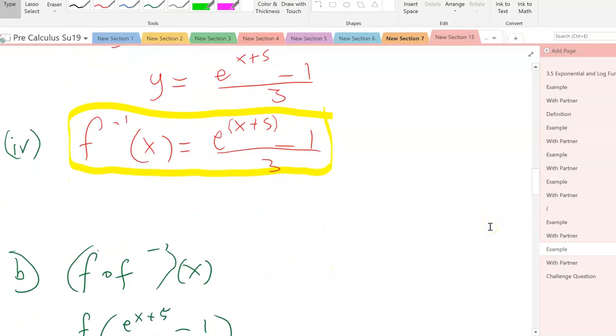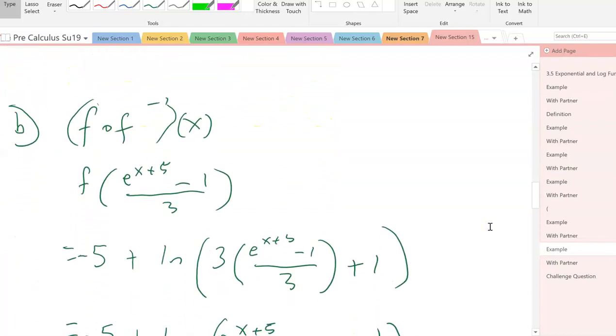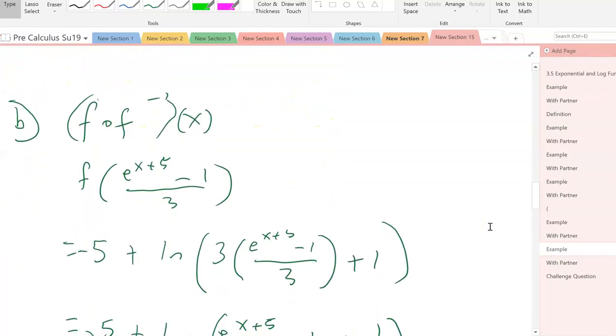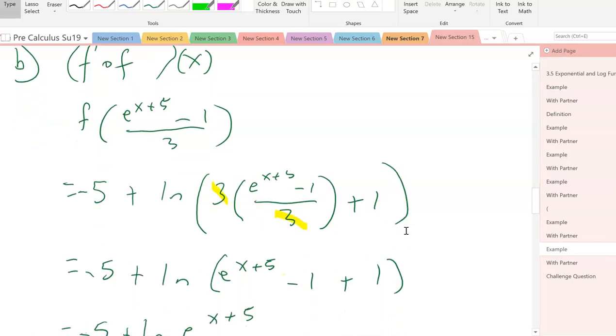Now the next step is part B. We're trying to find f of f inverse of x. That means our f inverse function will be an input into our f function. And so this becomes negative 5 plus ln of 3 times e to the x plus 5 minus 1 over 3, plus 1.